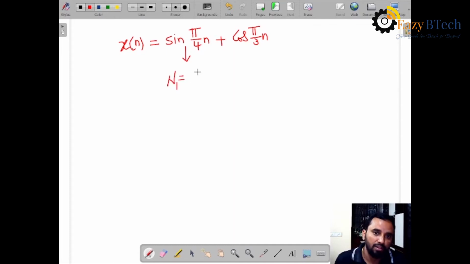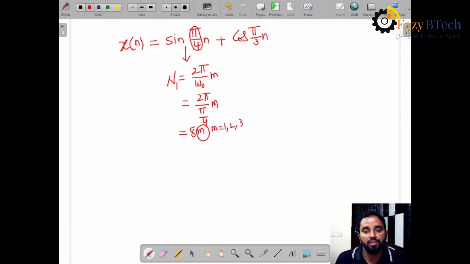It is n1, which will be 2 pi by omega naught. What is omega naught here? Pi by 4. So we can take small m also. 2 pi by 4. Pi gets cancelled. We have 8m. So m can be any integer, like m is equal to 1, 2, 3, and so on. Minimum value of m, so that total n value will become integer. So what is the minimum value of m we take? 1 is enough. So n1 is 8.